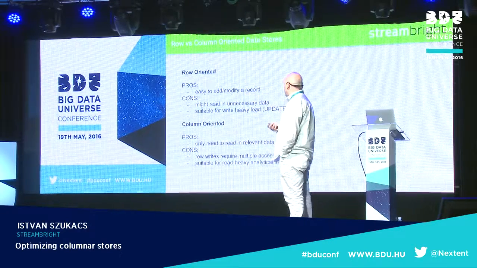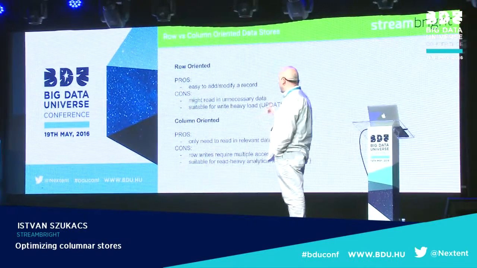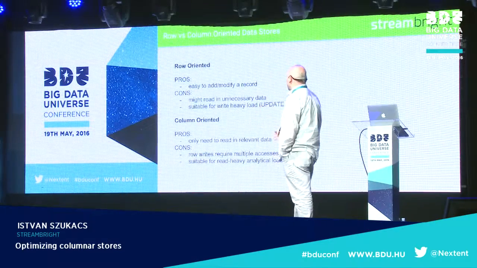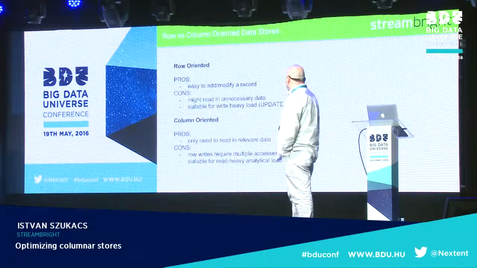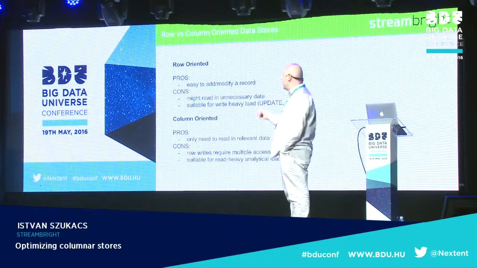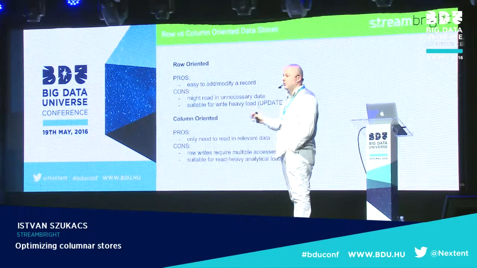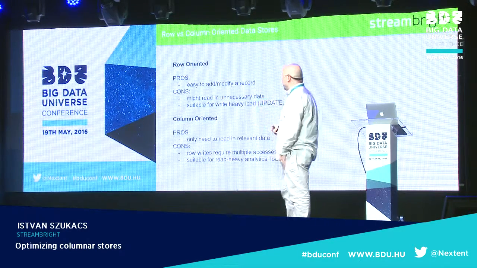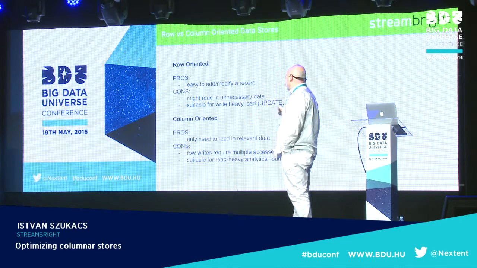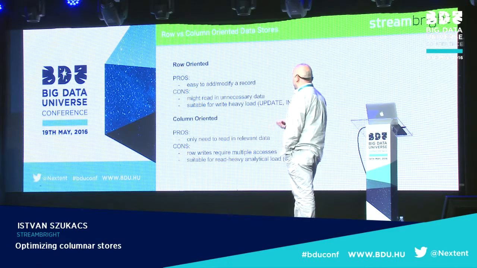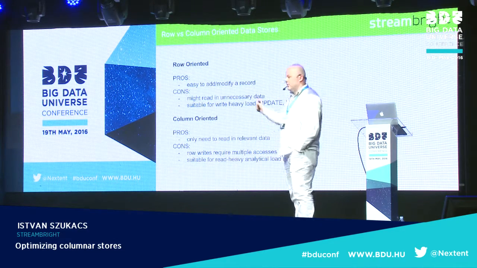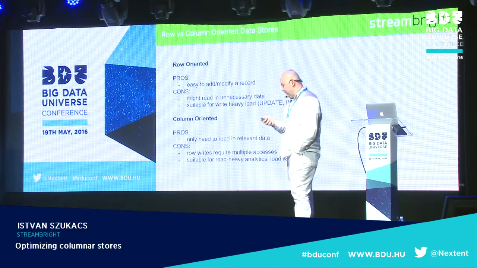And what's the column-oriented data store? The pros are you only need to read relevant data. So if you are querying, let's say, a couple of columns, and you have a huge amount of columns, it's going to be reading only those columns. And the downside is that if you're updating rows in a columnar store, or let's say a row, then you have to update multiple files essentially, and that's probably the downside of that. So this one is suitable for read-heavy analytical load. Obviously, it's in the wrong position on the slide.